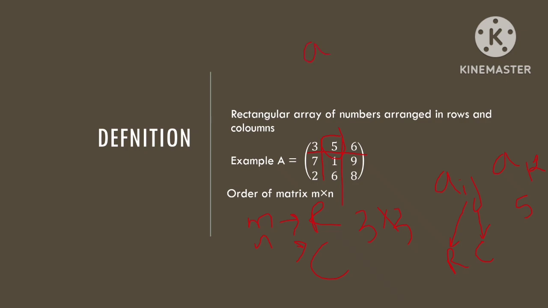And another example. For example, A3,2. Okay, which is the element? Now, third row, second column, 1, 2. It means 6. Clear? Okay, another example. Okay, A23. It means second row, third column, 9. Element is 9. Cleared? Okay.